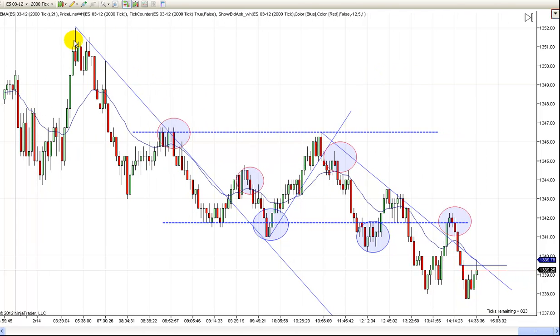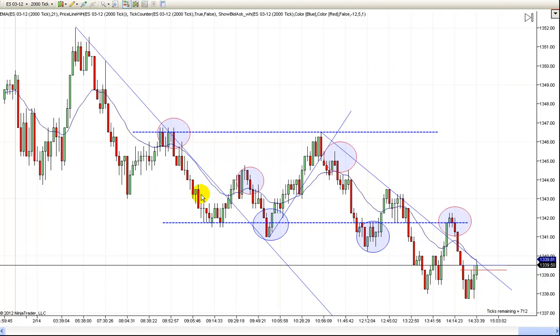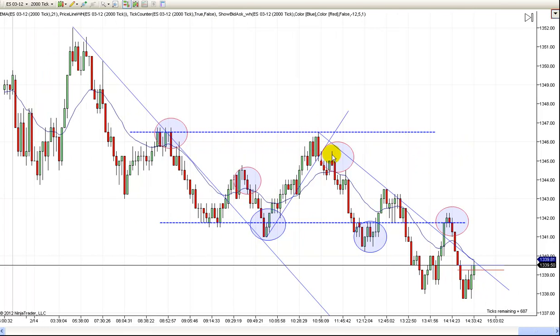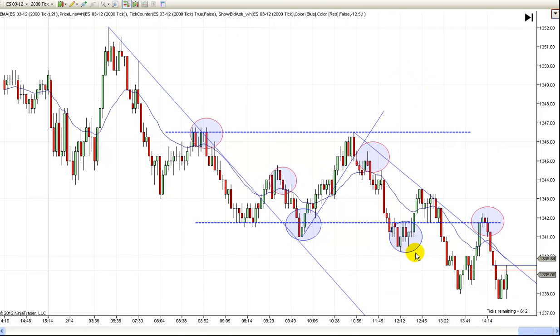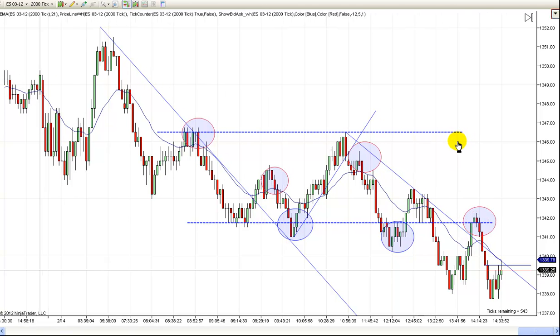And generally, what will happen, you'll have a leg like this, and you'll go into a range, and then you'll eventually have another leg down of about equal movement. So we may get that, we may not. But let's talk about what we did have to trade prior to lunchtime into the early afternoon.